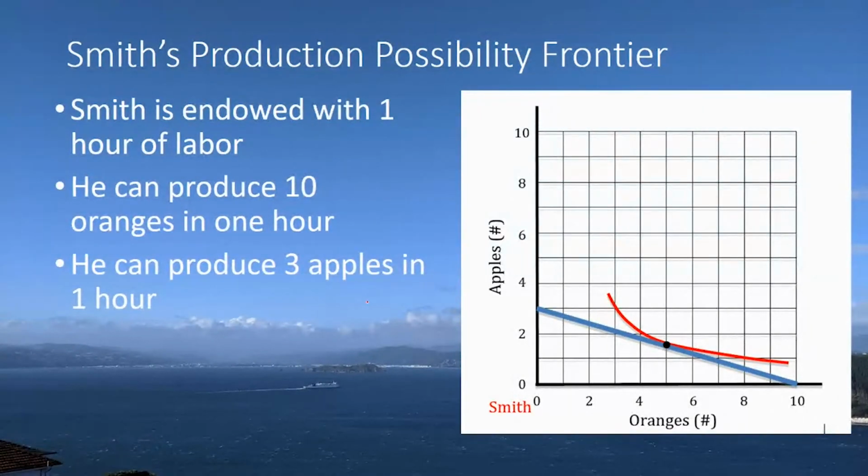All right, so let's assume Smith's indifference curve looks like the red line. Let's assume it's tangent at the point in the midpoint, and that would be the point that Smith would choose if he were isolated and by himself, producing apples and oranges just for himself.